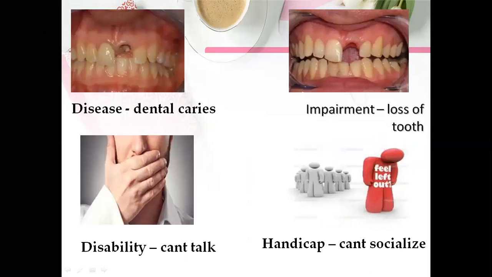Another example: the disease is dental caries. The impairment is that he lost his tooth, so he doesn't have a front tooth anymore. The disability is that he is not able to talk because he feels shy. He has lost his confidence and doesn't want to talk to others. The handicap is that he cannot socialize anymore. This is the main difference between impairment, disability, and handicap. These are very important aspects highlighted here in tertiary prevention.